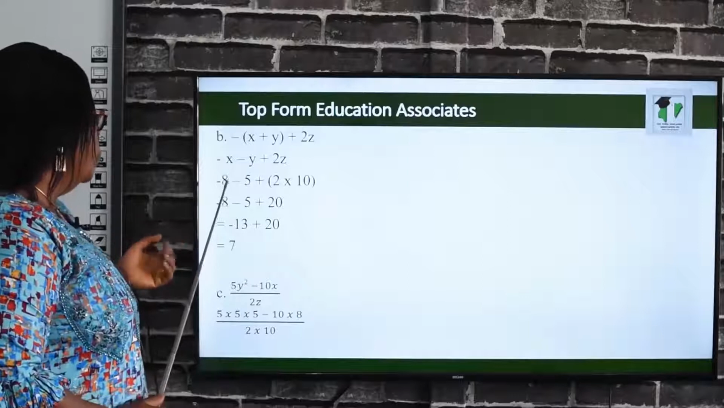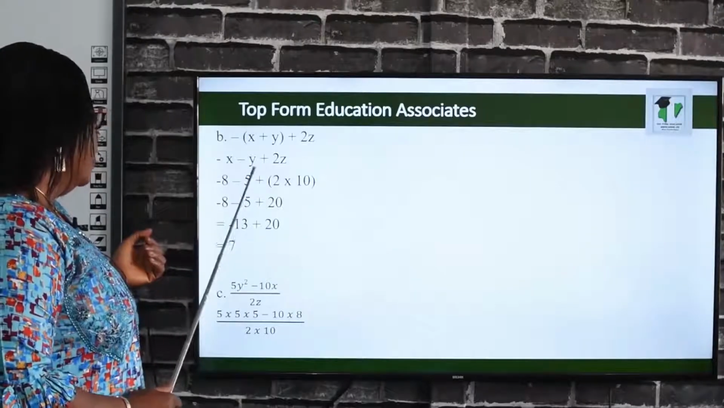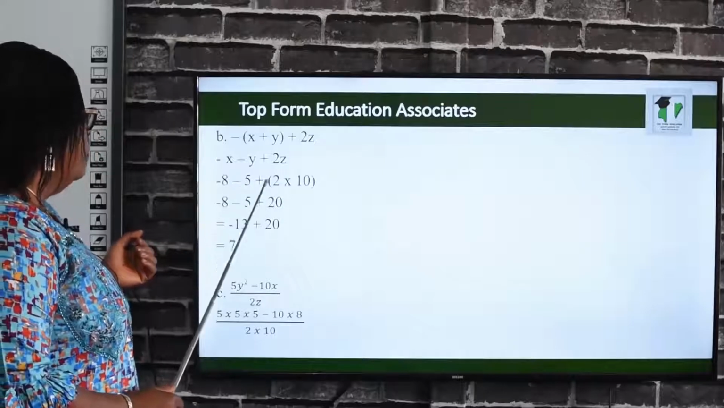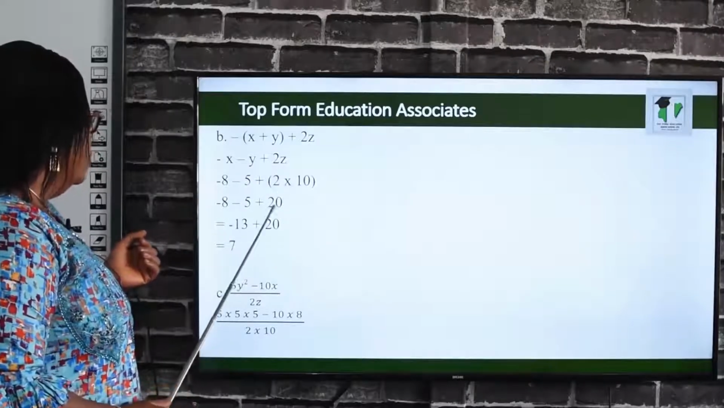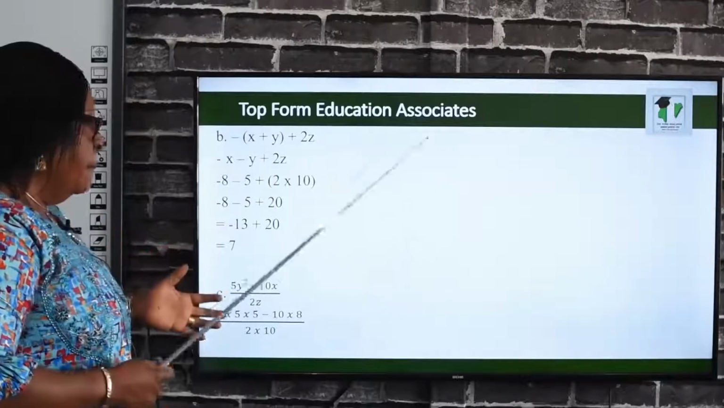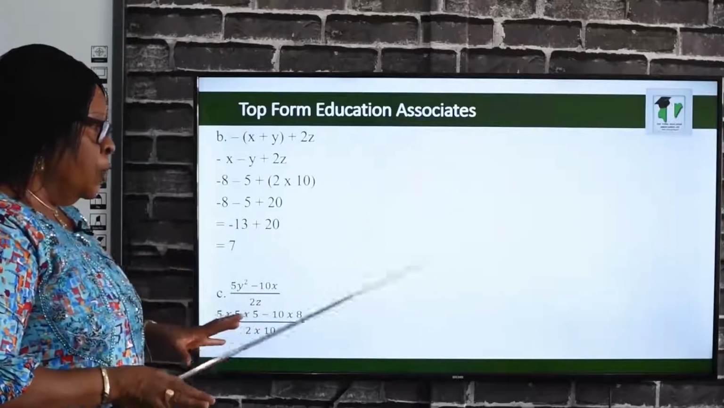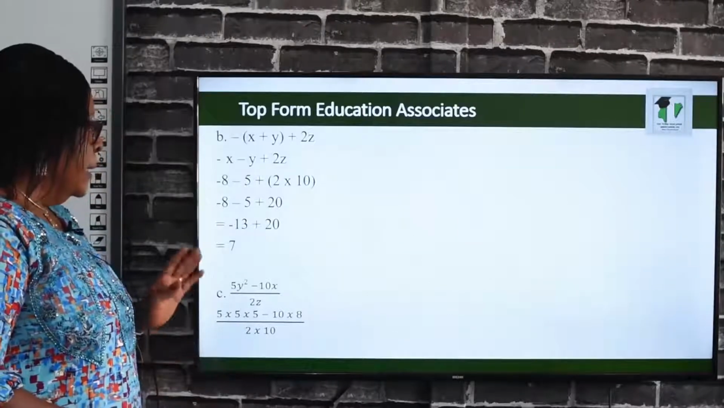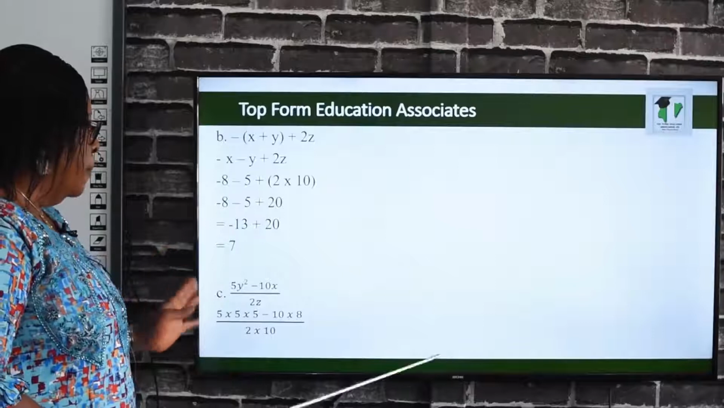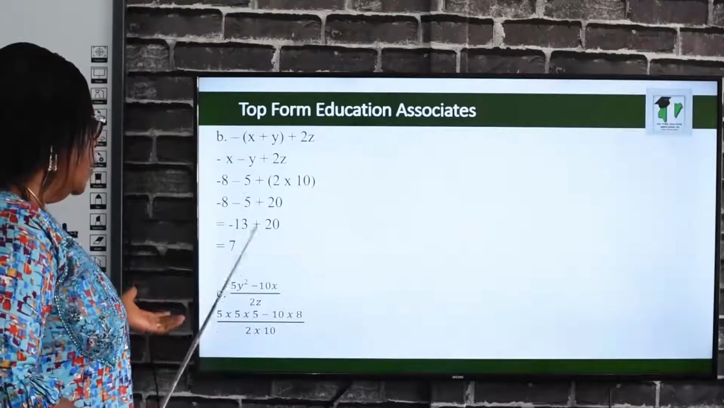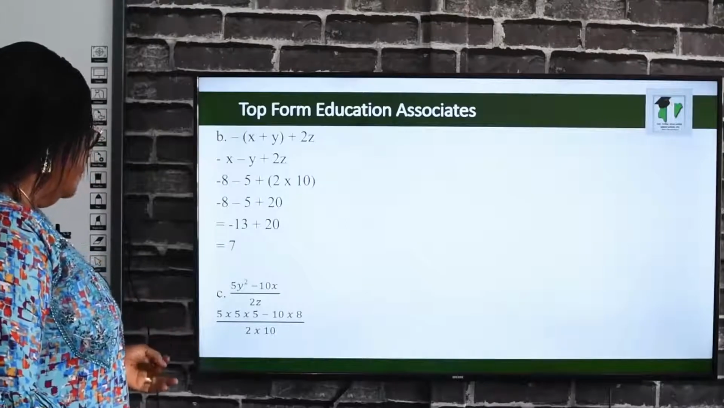So now substitute. X is 8, y is 5, z is 10. That gives us minus 8 minus 5 plus 2 times 10, which gives us 20. It is minus 13 plus 20. Minus plus, you must subtract. But what is the sign in front of your answer? It is the sign in front of the bigger number. So minus 13 plus 20 gives us 7. What 7? Plus 7.